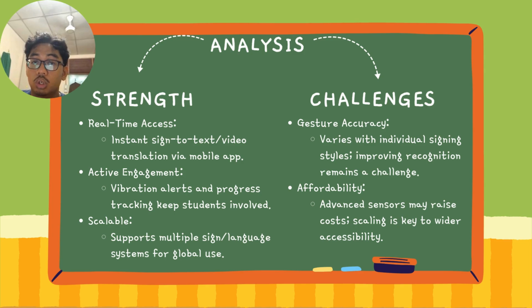Now, moving on to the challenges. For the first challenge, gesture recognition accuracy. While the machine learning algorithm is designed to be adaptive, gesture recognition may still face challenges due to variations in how individuals use sign language. Ensuring high accuracy for different users is an ongoing challenge.